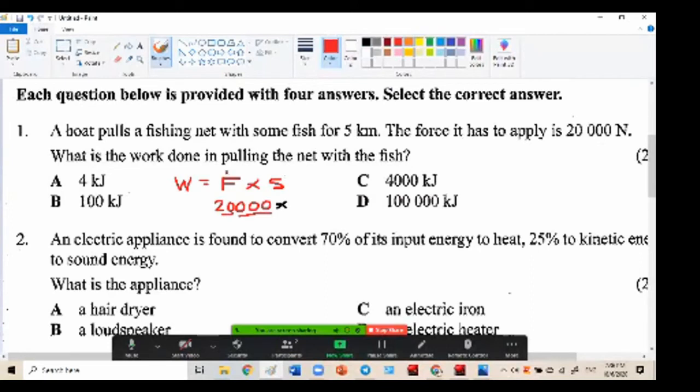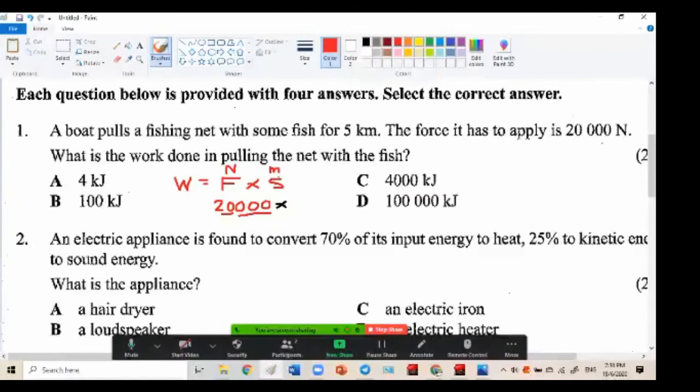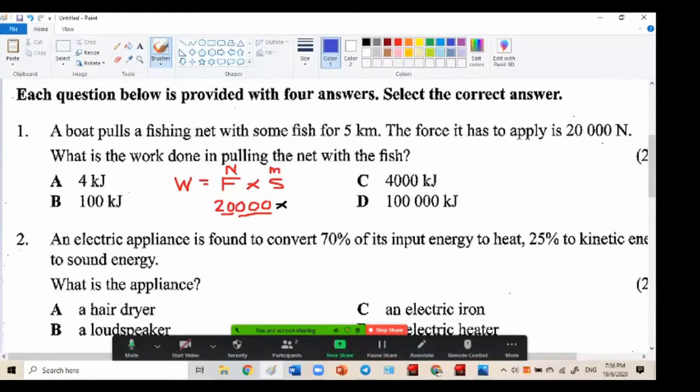What's the answer? I told you this must be in Newton. This must be in meter. So what is wrong? Divide. No, divide. Force must be in Newton. Distance must be in meter. You still don't understand what I'm trying to get at.